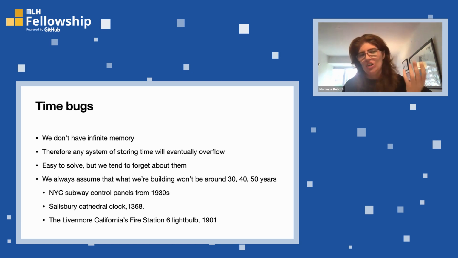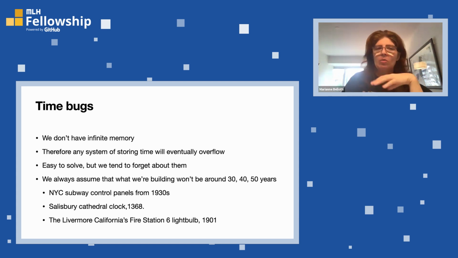There's a cathedral clock in Salisbury that has been running since 1368. This one is my favorite. There is a light bulb called the Centurion light bulb on top of the Livermore, California Fire Station 6 that has been on since 1901. That is mind-blowing to me. I don't know what's going to happen when it burns out. I think it'll probably be a major news story, and then they'll have to figure out, does the socket fit LEDs or something? But technology can persist far beyond what our mental expiration date for it is.